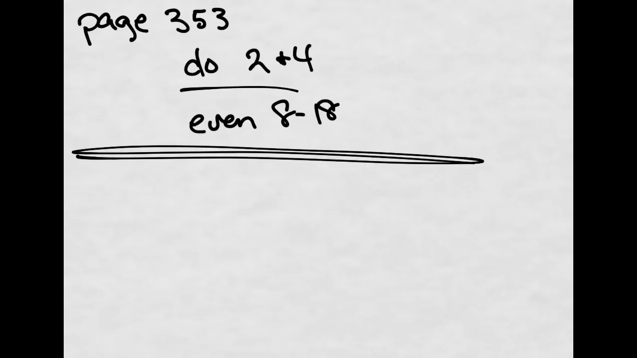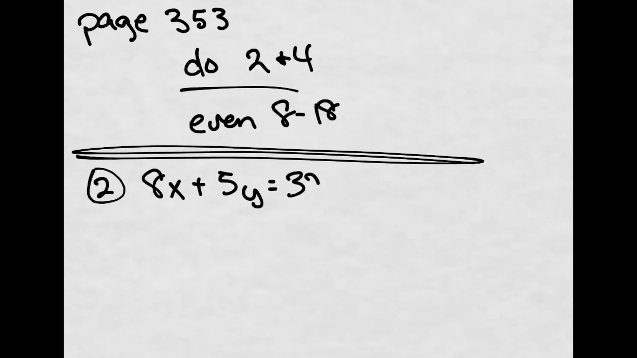We're looking at page 353. We're going to do problems number 2 and 4. So here's number 2. Okay, so we've got 8x plus 5y equals 38, and negative 8x plus 2y equals 4. And we're going to solve with elimination.